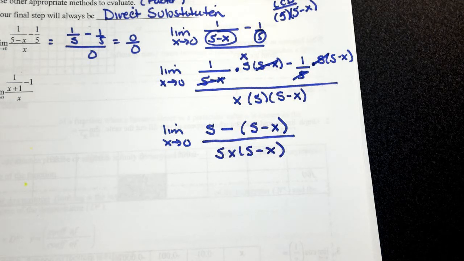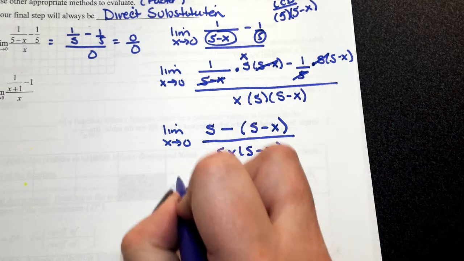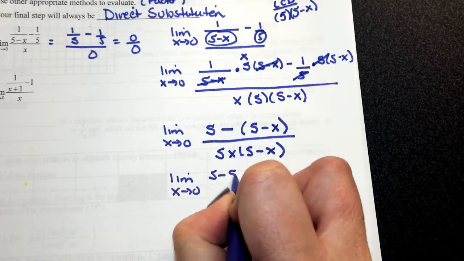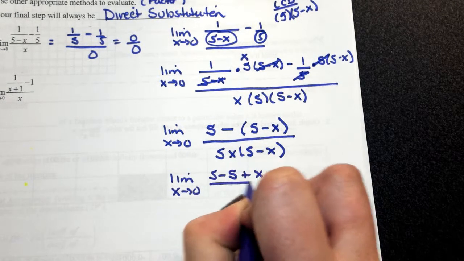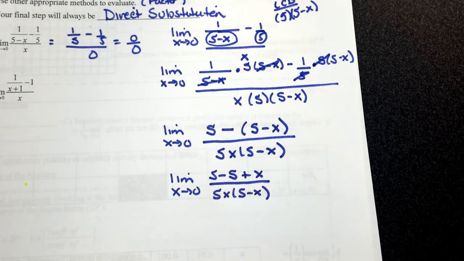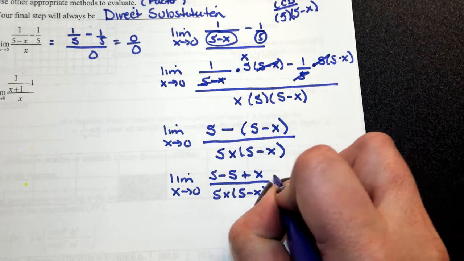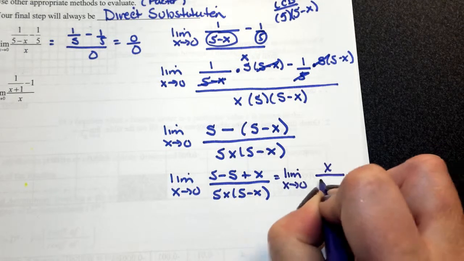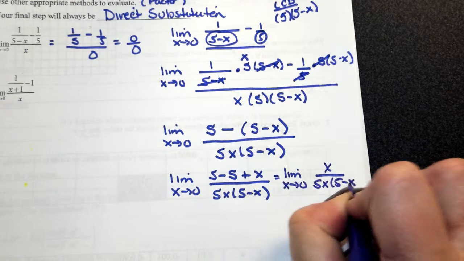Simplify your fraction. Well, I know I can distribute the negative sign. I have 5 minus 5 plus x. What happens with the 5 minus 5? That goes to what? 0. So I'm left with the limit as x approaches 0 of x over 5x times 5 minus x.